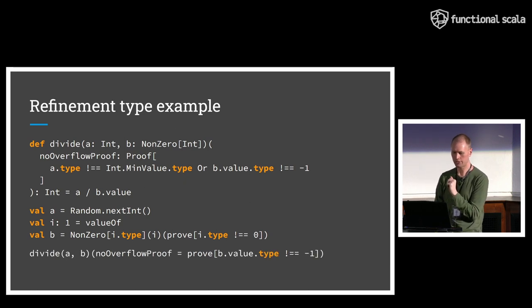And then we can go ahead and call divide. And now we only need to pass in our no-overflow proof part, because the non-zero proof has been pushed into that non-zero refinement type.